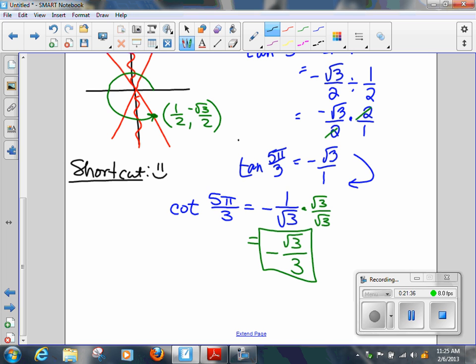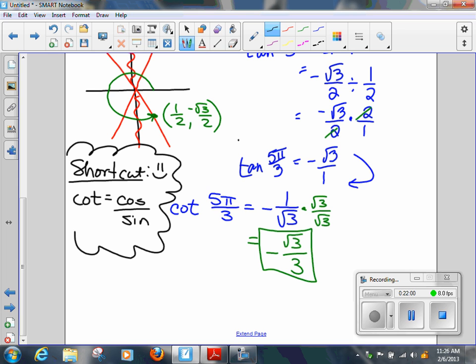Shortcut. Folks, isn't cotangent just cosine divided by sine? Didn't we write that somewhere yesterday? And all of that mess, it's there in your notes, okay? If you remember, that would have cut out all that beginning work and then that flipping work. We wouldn't have had to do any of that. We would have just gone straight to our cosine value 1/2 divided by negative root 3 over 2, multiply by the reciprocal, and then simplify. It would have saved us a whole lot of work.